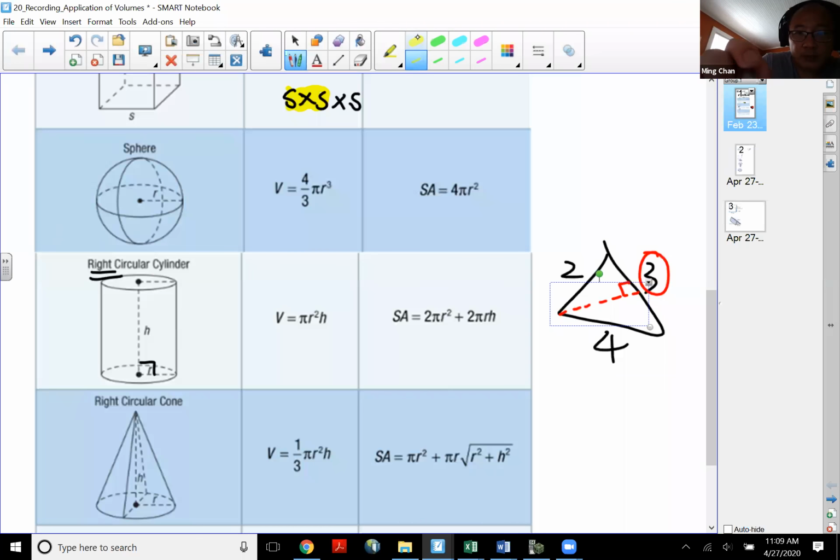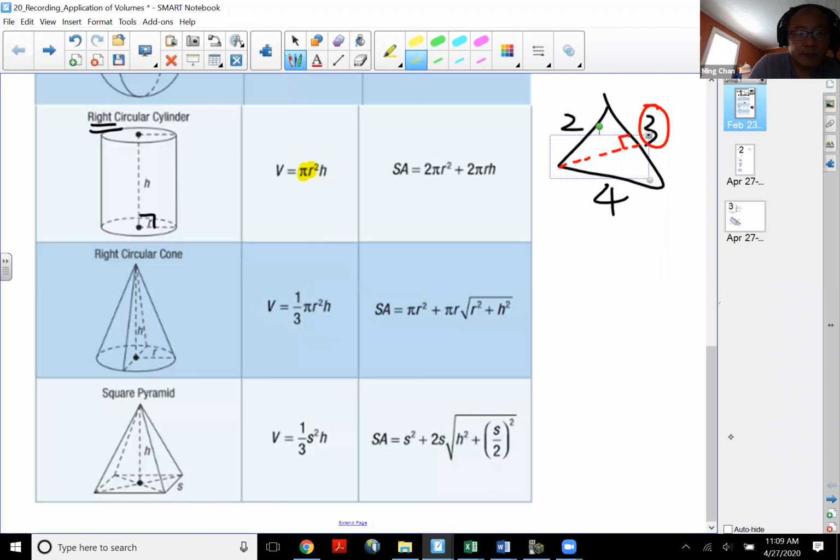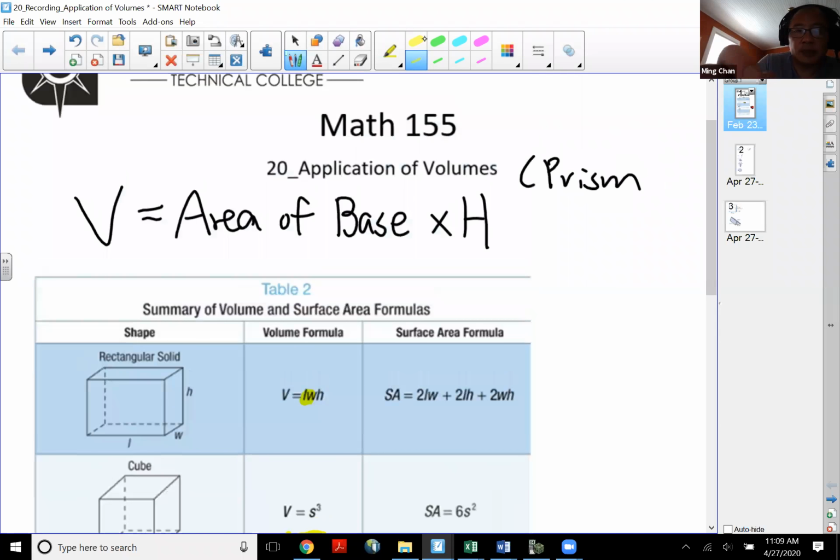To find the volume of a right circular cylinder, we find the area of the base, which is pi r squared. Then we times the height of the cylinder. All right, so right here again, right. Same thing is right here. Right circular cone. Square pyramid, or I don't like the word square, I just like the word pyramid. The word square here tells me what kind of base it is. So for a prism to exist, the base is a polygon.